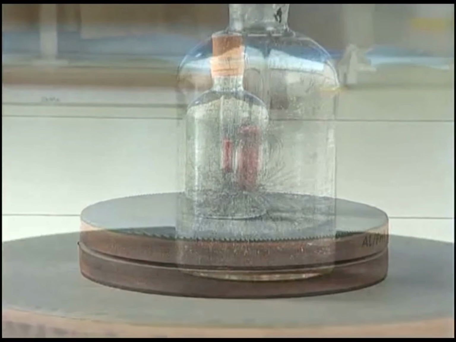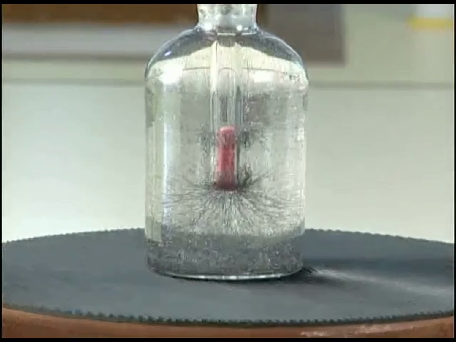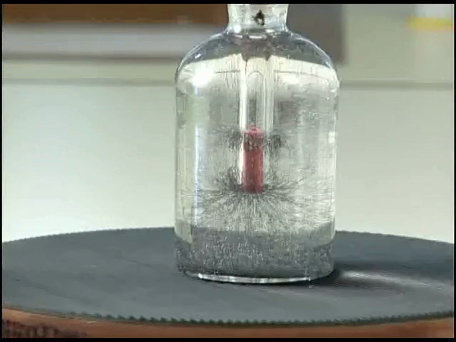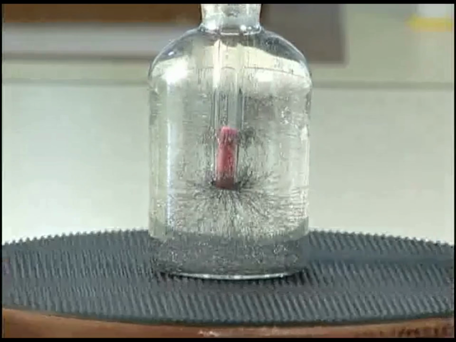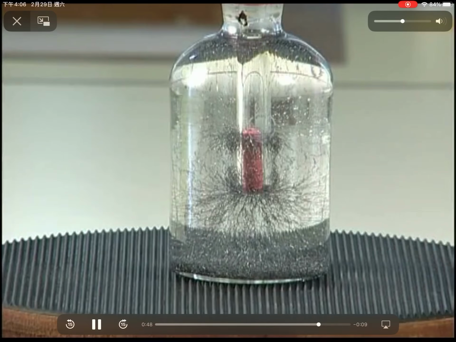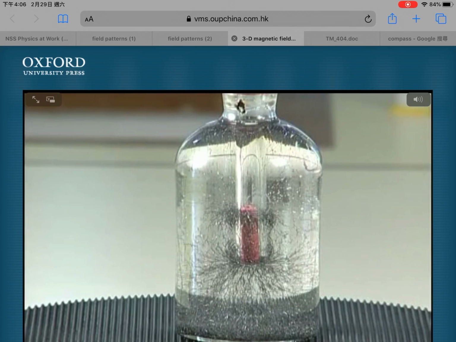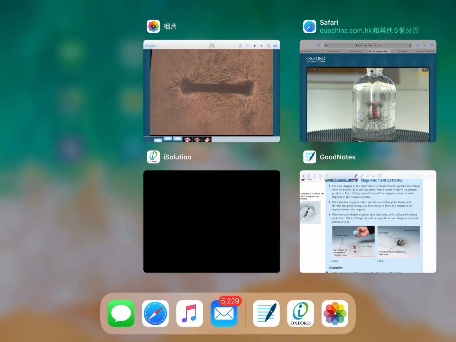After a while, the iron filings inside the bottle will be attracted by the bar magnet and settle into a special pattern. Observe the pattern carefully. We only have a 2D magnetic field. We don't need to draw a 3D magnetic field.